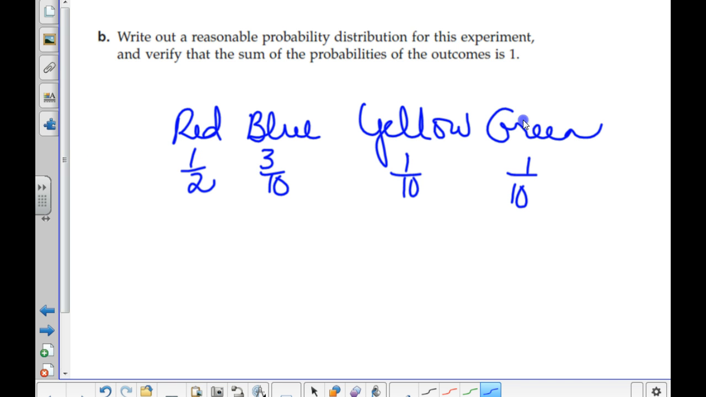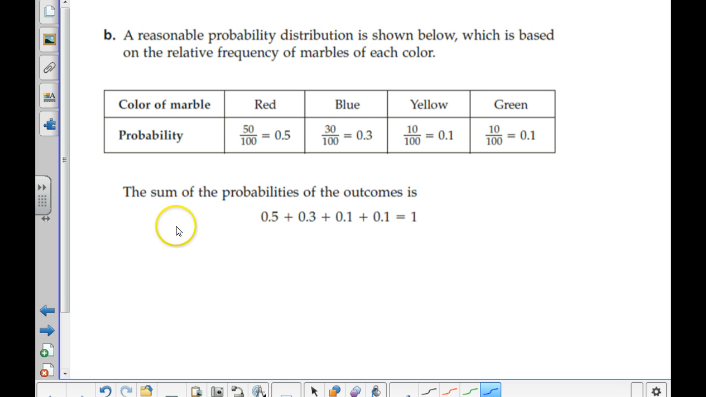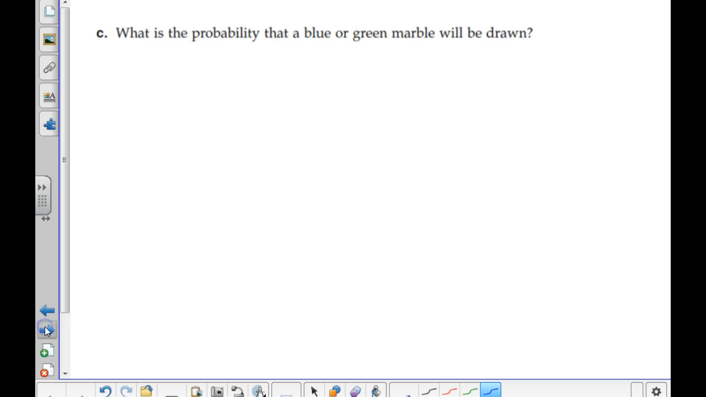This little chart is called a probability distribution, and do they all add up to 1? 5/10 plus 3/10 plus 1/10 plus 1/10 is 10/10, right? All right, so there is a probability distribution. Anybody have a question about what that would look like? Just a little chart with all the probabilities possible.